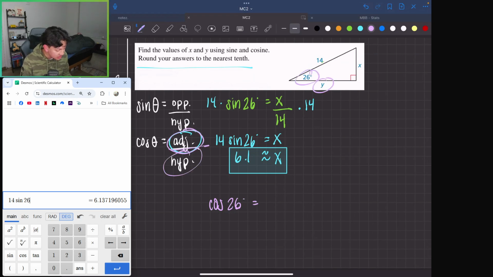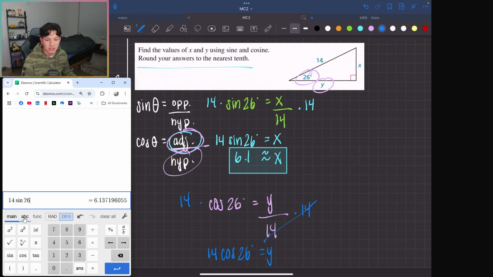What is the adjacent of 26 degrees? It is y. And what is the hypotenuse? Again, it is 14. So let's do the same process again. What are we going to do to both sides of the equation so that we isolate the variable y? We're going to multiply both sides by 14. So that way 14 over 14 is 1. And what are we left with? 14 times cosine of 26 degrees equals y.